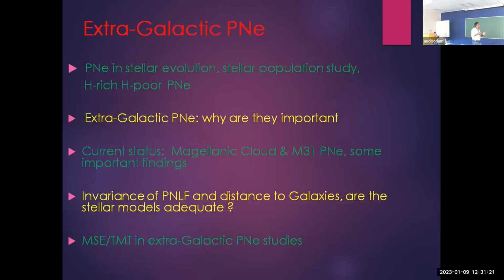Just to give you a brief outline, I will give a very brief introduction about planetary nebulae and their importance, why they are very important in these extra-galactic studies. And the current status, mostly on the Magellanic Cloud planetary nebulae and M31, and a few more nearby galaxies. Then I'll discuss briefly something which is a surprise to us actually, why this luminosity function is invariant, and also tell you how we can use these new facilities to explore more on these objects.